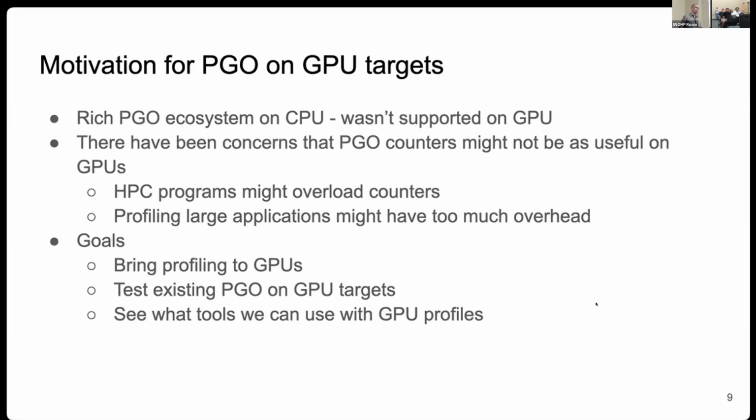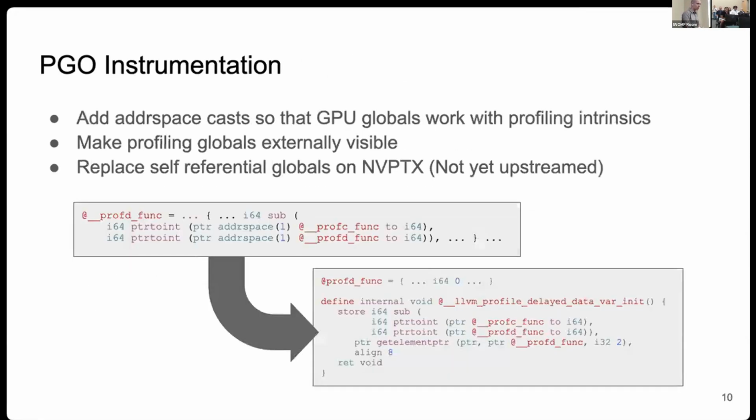make them overflow. So for this project, our goals were just to implement it, just to make sure we can get it to run. We want to see what works, what doesn't. Another goal that's related to this was just seeing how the PGO optimization passes worked on GPU targets. They were designed with CPUs in mind, and we wanted to see how they would run on this new ecosystem. And we also just wanted to see what tools we can use with these generated GPU profiles.